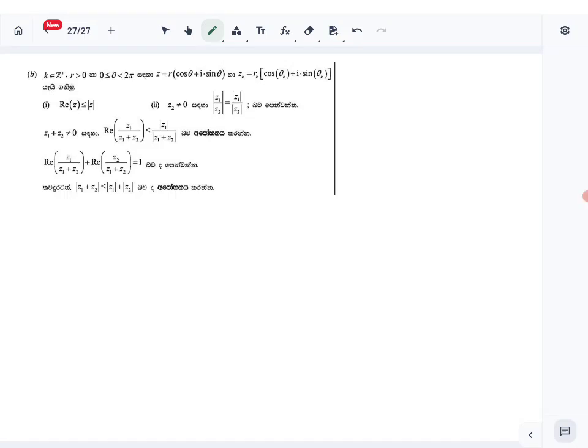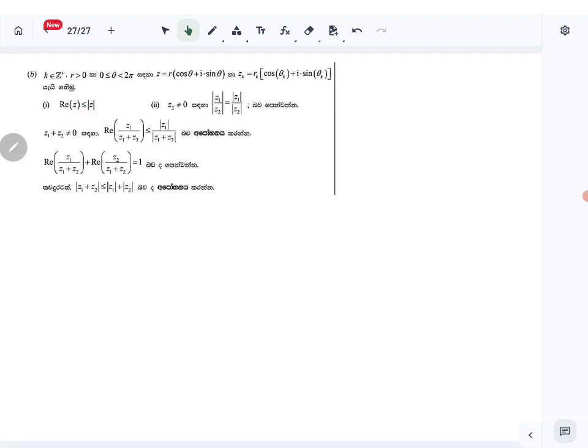Okay, let's look at question 13, part B. Right. So this is complex numbers. So let's go through what is given. ZD is given by this. ZK is equal to this.